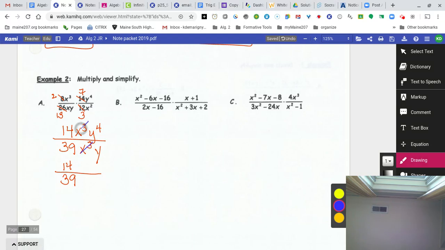X cubed and x cubed take each other out. Now this is y to the fourth and this is y to the first. And remember, we subtract those exponents. So we're going to bring this one to the top. We'll do y to the fourth minus 1, and we'll be left with the y cubed at the top. And there's my solution.